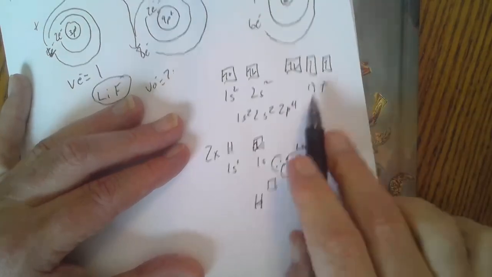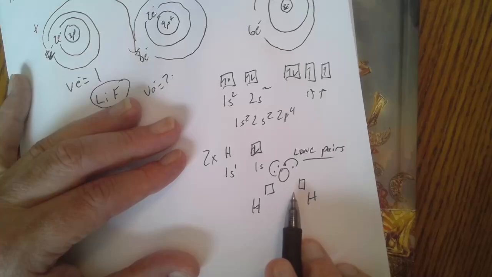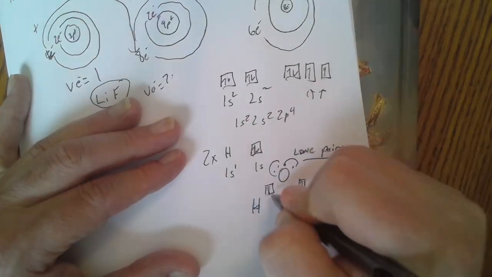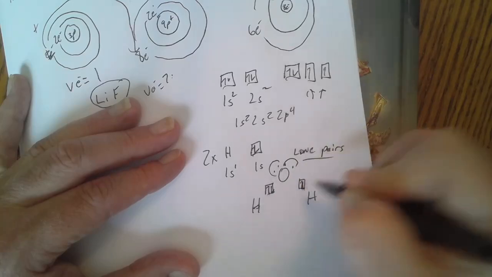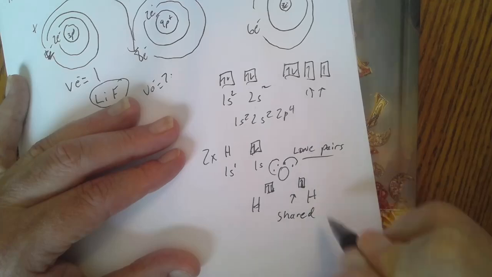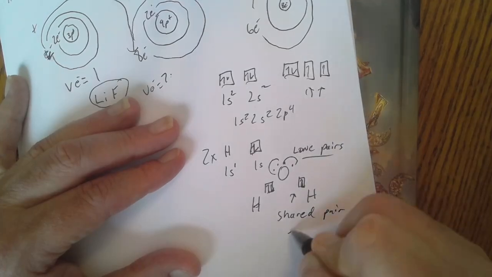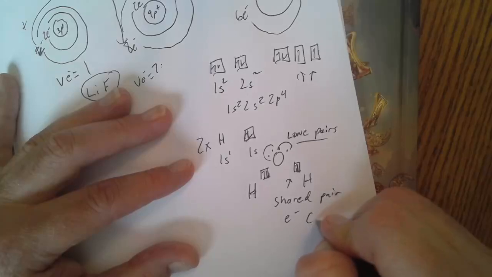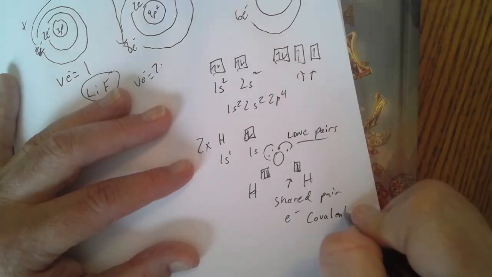Those are those 2. Now these 2 boxes here are represented by these boxes, 1 from each of the oxygens and 1 from each of these hydrogens. That creates a shared pair of electrons. A shared pair of electrons is also called a covalent bond.